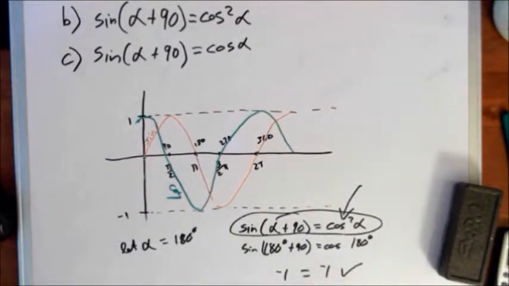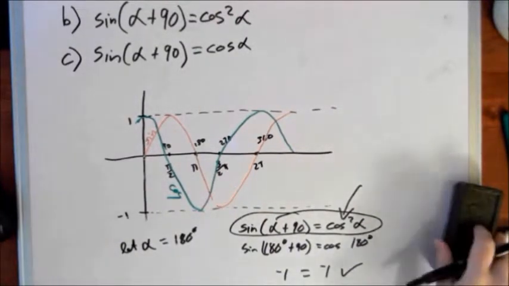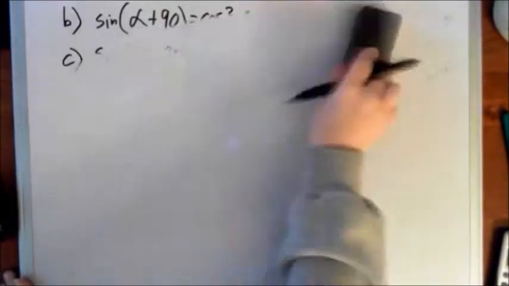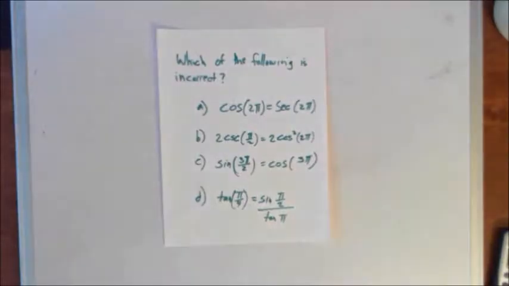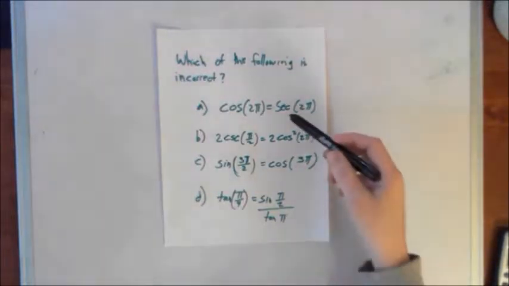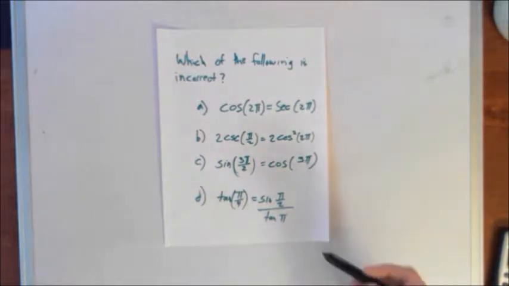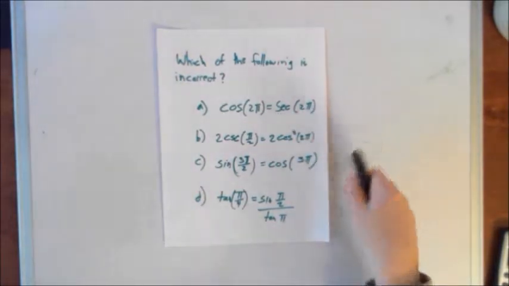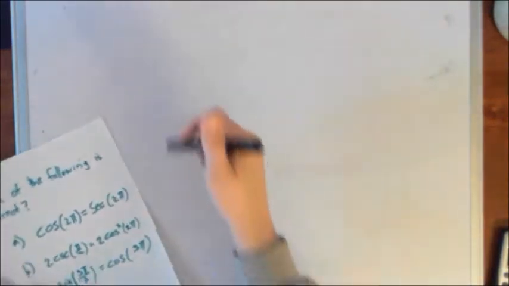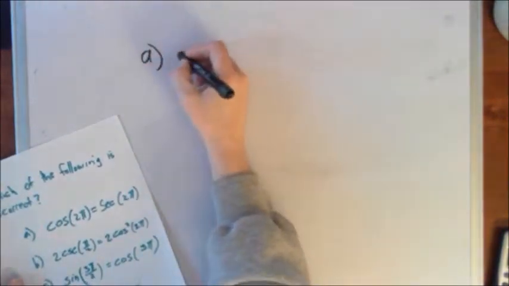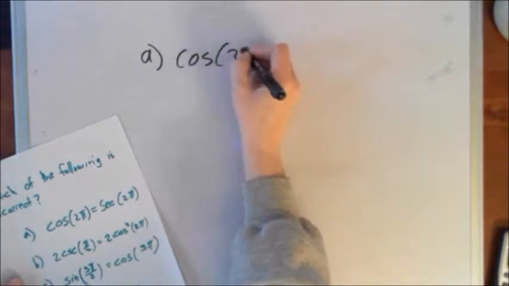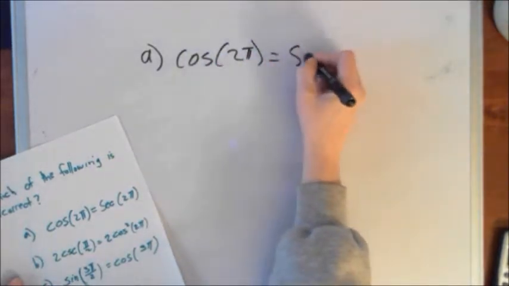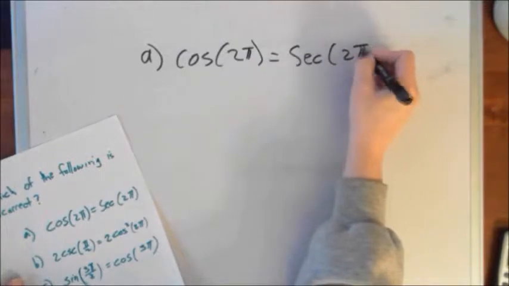So let's look at one more example. So this one. Which of the following is incorrect? And we've got A, B, C, D to choose from. So let's start. Let's write out A and evaluate this expression. So A is cosine 2 pi is equal to secant of 2 pi.